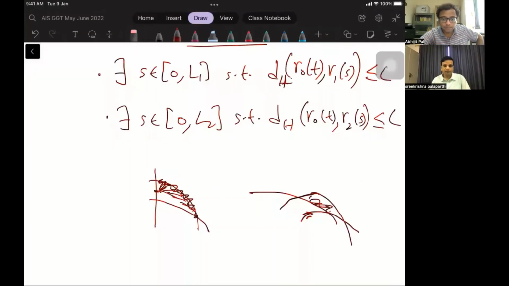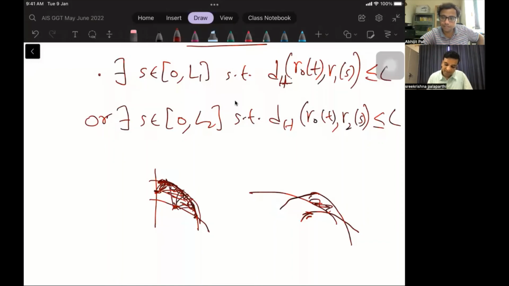is at most C. So there is a point S here such that this whole side is at most a distance C from there, and that holds for any other sides. Sorry, so for all T, there exists S either in 0 L1 or 0 L2. Yes, it's or, not and. Either there should be a point here or there should be a point here.